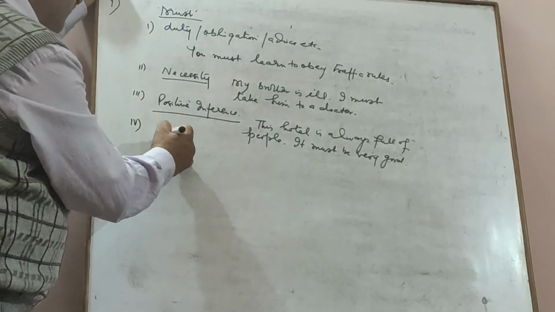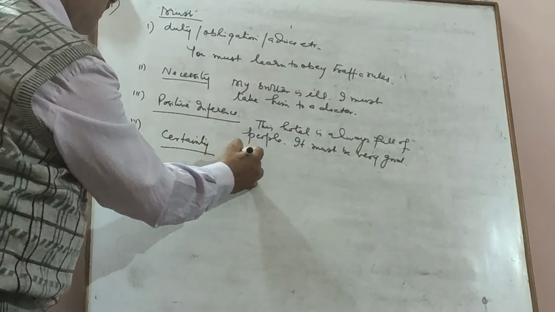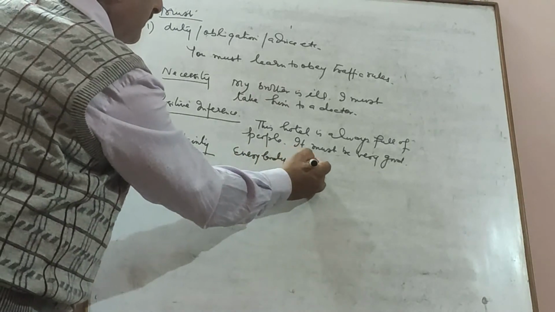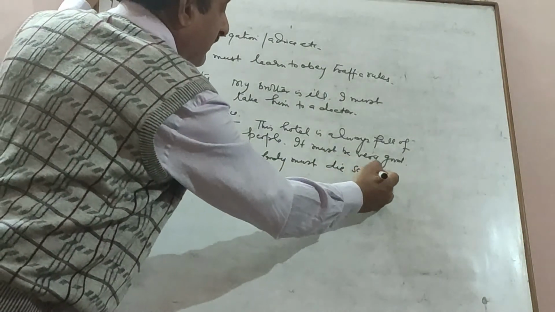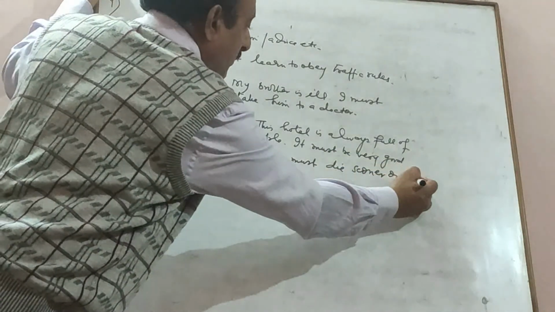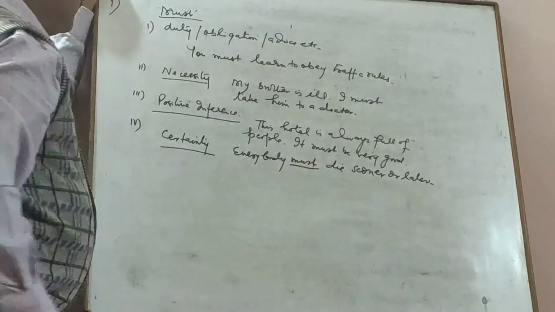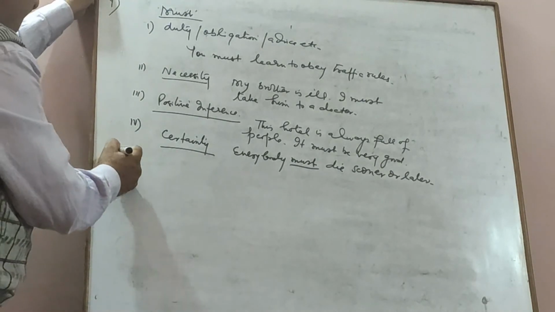And then must is used to show certainty, 100% possibility. Everybody must die sooner or later. So it is certain that everybody will die. So these were the uses of must.